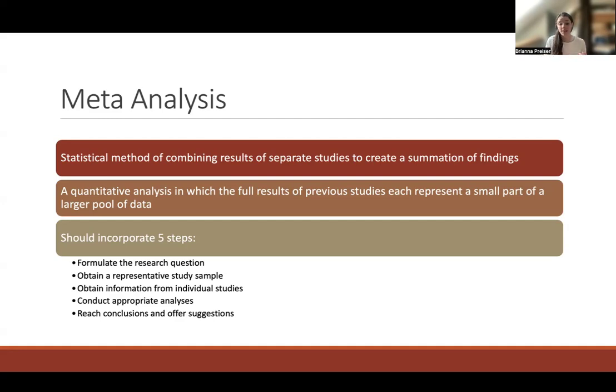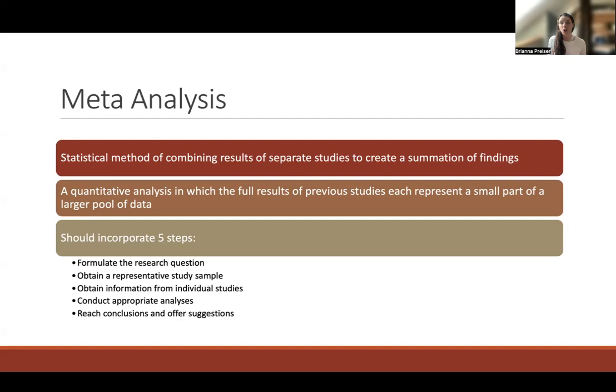Meta-analysis is a very sophisticated statistical technique, and so there is a lot of guidance around how to have the method of meta-analysis be very scientifically sound. And so there are these guidelines that all meta-analyses should incorporate these 5 steps. First is formulating the research question that includes reasonable, important, and testable hypotheses. 2, to obtain a representative sample.